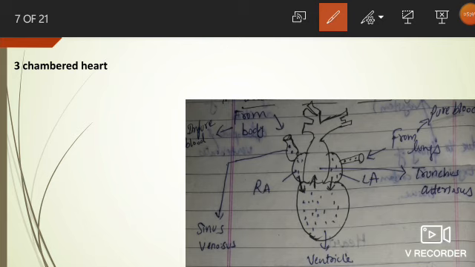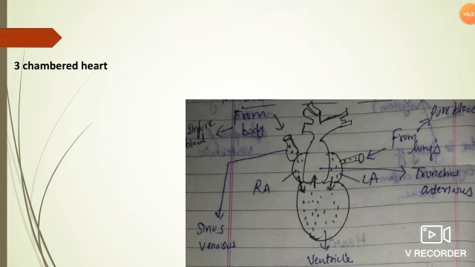The impure blood from the body will be received by the sinus venosus, and after the sinus venosus it will go to the right atrium, and after the right atrium the impure blood will go to the ventricle. The pure blood from the lungs will be received by the left atrium, and the left atrium will pass the pure blood to the ventricle, and in the ventricle there is mixed blood. This mixed blood is pumped out to the whole body through the truncus arteriosus.